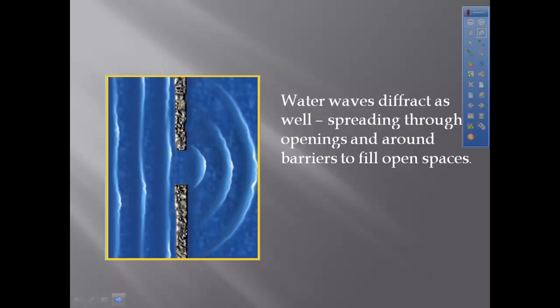Water waves can diffract too. This is a classic picture of diffraction where we have a small little slit here, and the water waves, as they pass through, the water waves are traveling this way. As they hit the barrier, they're going to filter through the opening here just a little bit at a time and then spread out to fill the space around them.